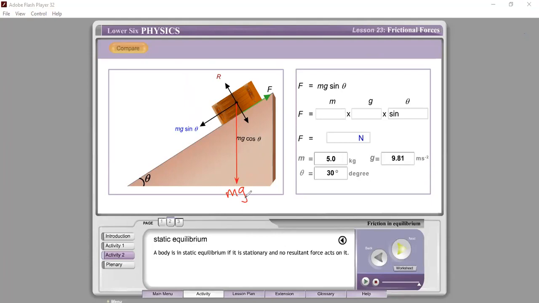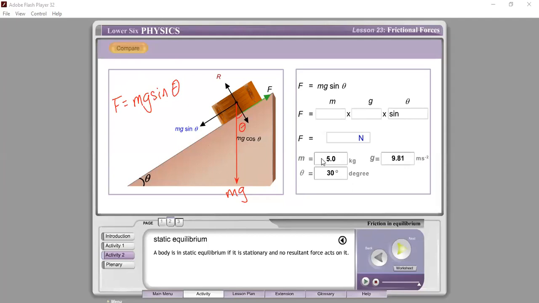From here, if this angle is delta, then this angle will also be equal to delta. So for the resolution of the force, here we get mg cos delta, and this will be mg sin delta. Without any friction force, mg sin delta will be the resultant force that acts on this block to move down. So to keep this system in equilibrium or stationary, F must be equal to mg sin delta.